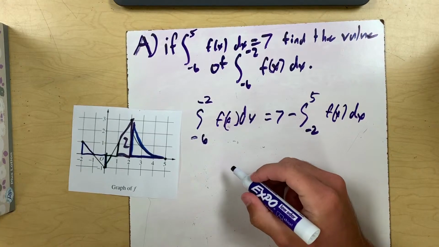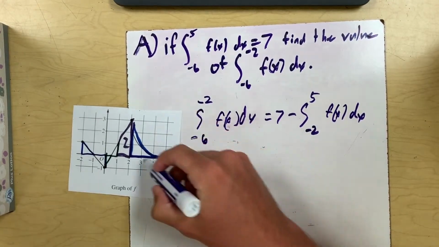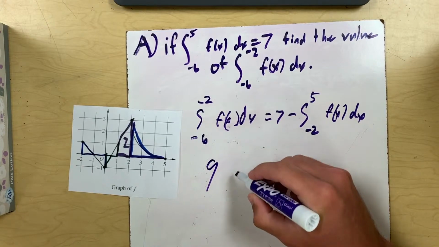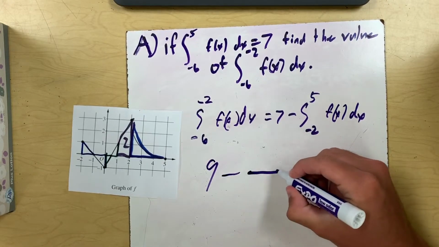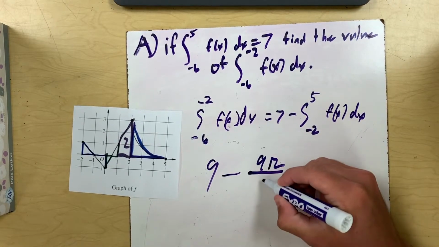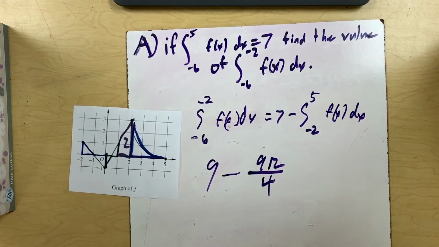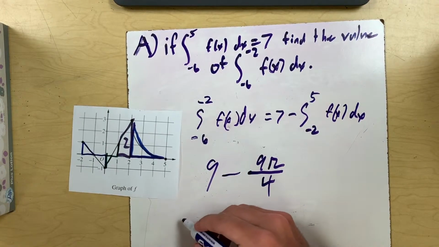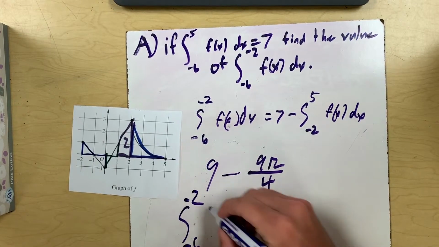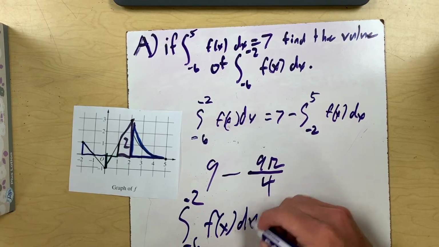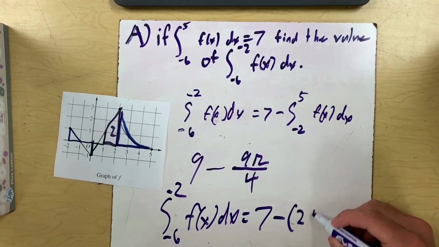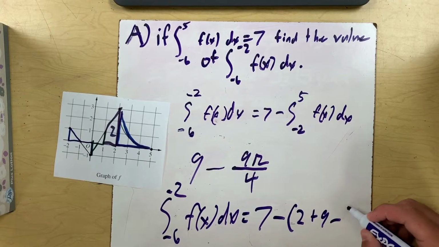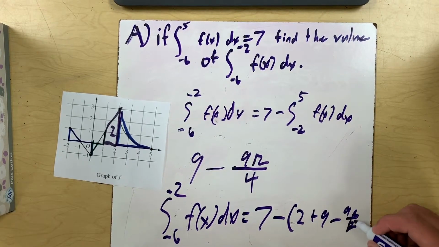In order to find the area of this curve, we must take the area of the square right here, which is 9, and subtract from it the area of the circle, which is 1/4 of the circle, which would be 9π/4. The next step is to add these two sections together and subtract them from the original equation. So the integral from -6 to -2 of f(x) dx would equal 7 minus (2 + 9 - 9π/4).